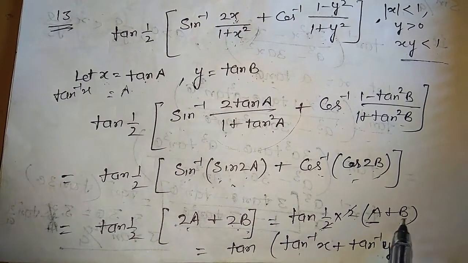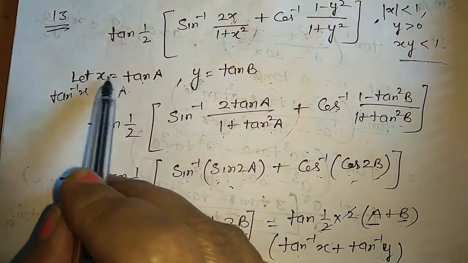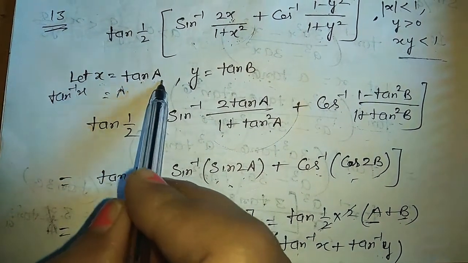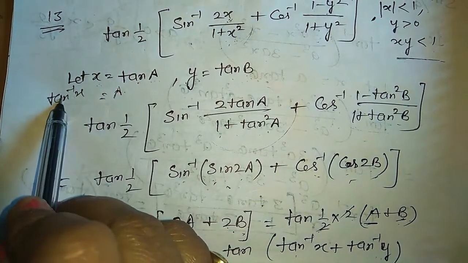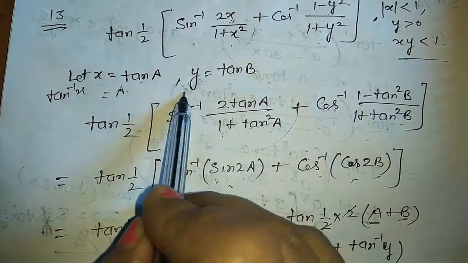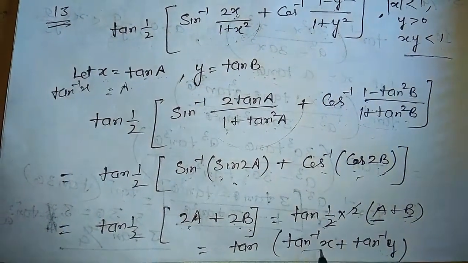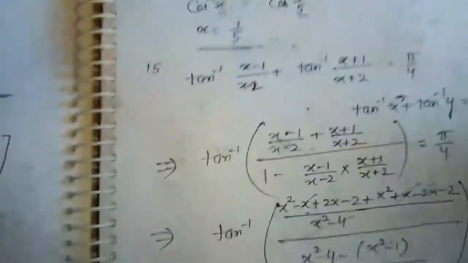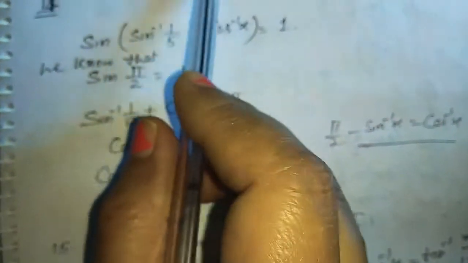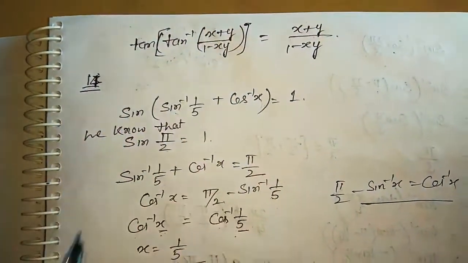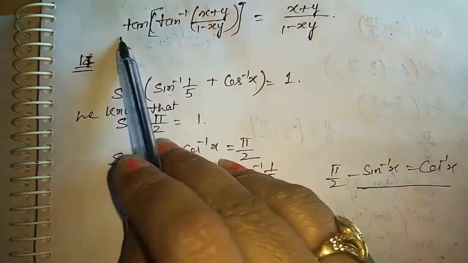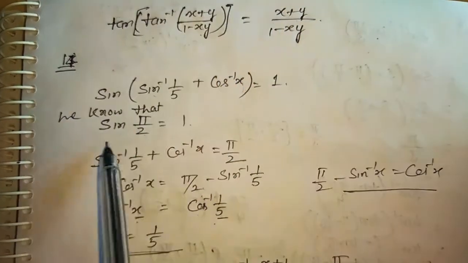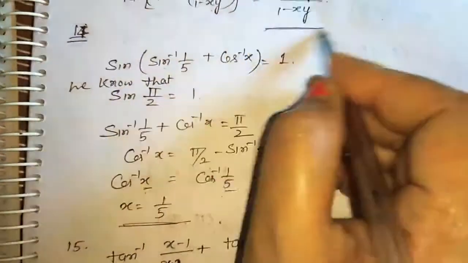And we know that we will find A and B in the form of x and y. So x is equal to tan A, then A will be tan inverse x. Here B will be tan inverse y. Then we know the formula that tan inverse x plus tan inverse y is tan inverse of (x plus y upon 1 minus xy). So it will cancel, then x plus y upon 1 minus xy. This is the answer of this question.